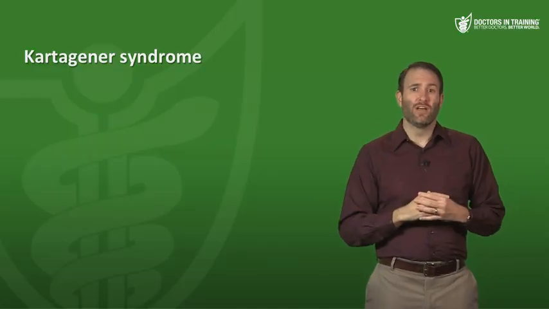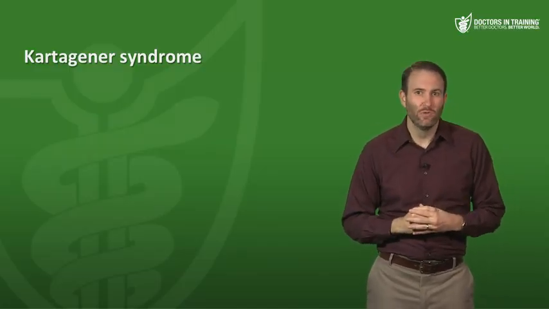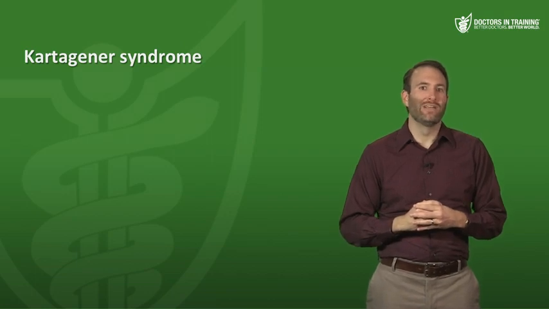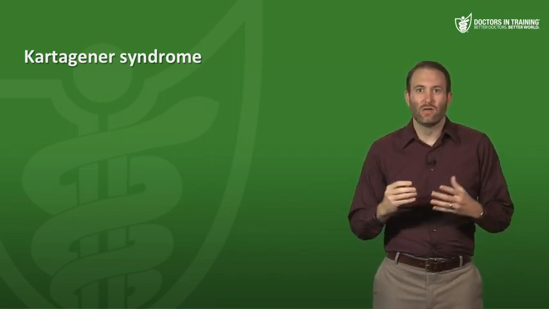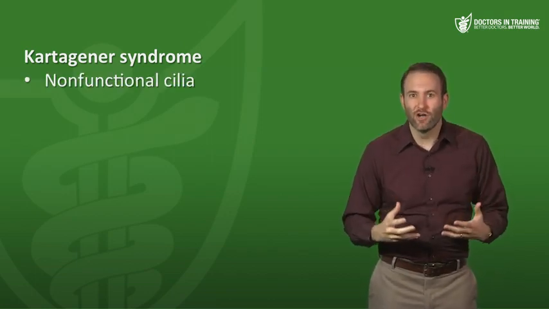Therefore, smokers can't mobilize their sputum, and then you can end up with a chronic bronchitis where they're constantly trying to cough up a lot of sputum. Also related to the topic of cilia is Kartagener syndrome, also referred to as primary ciliary dyskinesia. This is where a patient has non-functional cilia.